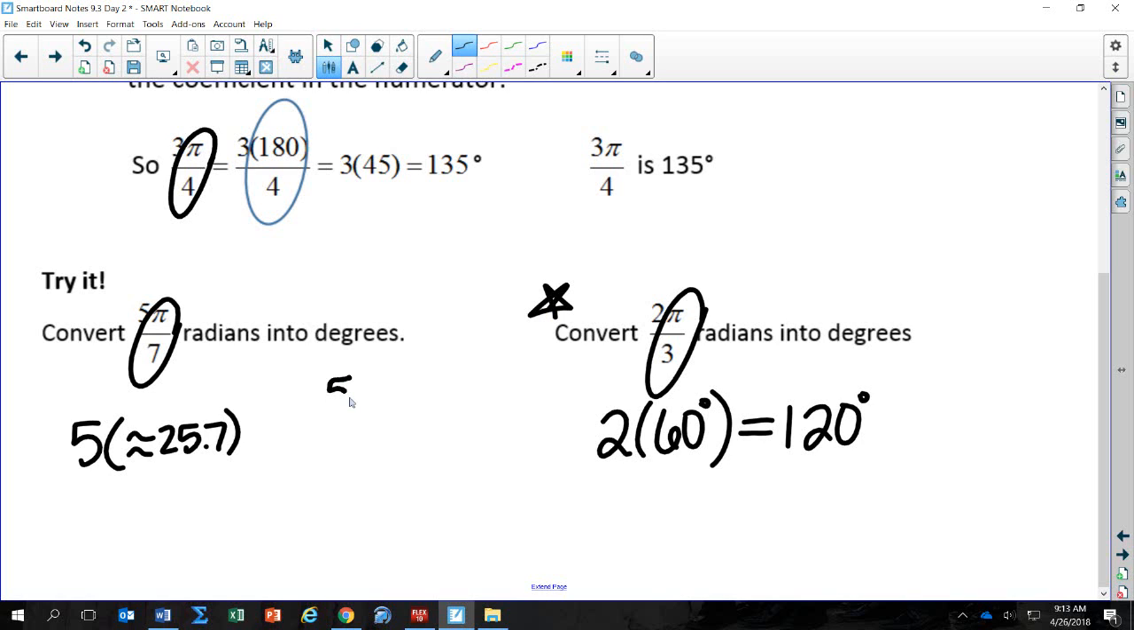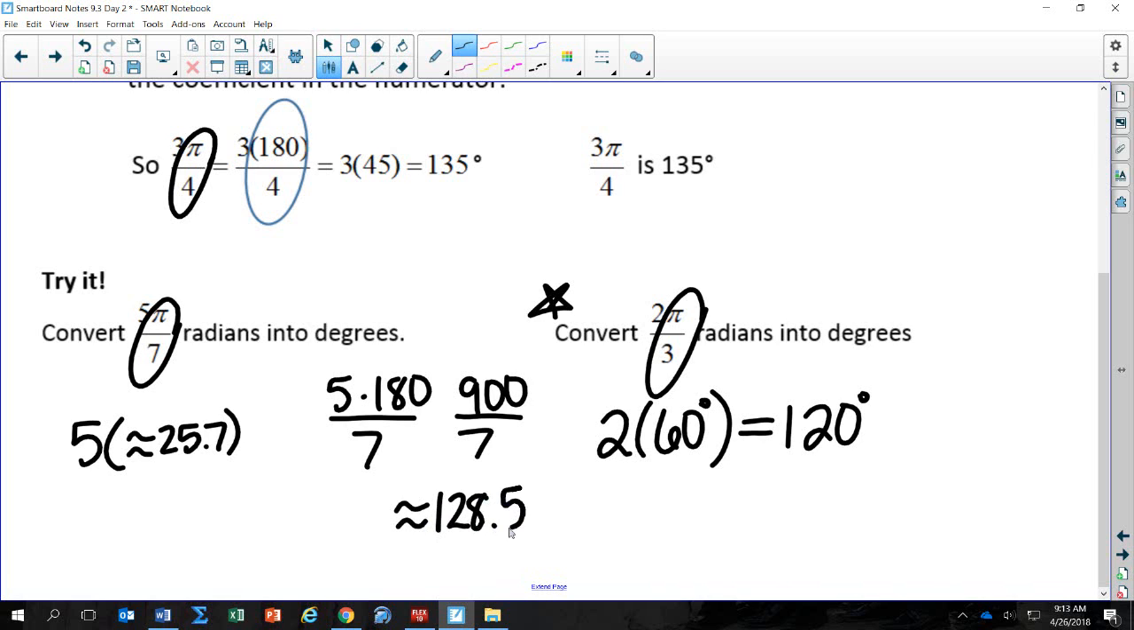You could do 5 times 180 divided by 7 though. If you simplify the numerator first, what's 5 times 180? You get 900, right? And then what's 900 divided by 7? That's still going to be a rounded answer for degrees. Okay, so you can do that. Any questions? I think you get about, what did I get? 128.57 degrees. Okay, it's not as nice looking, but it still works. It's not as quick as something like 2 pi over 3.